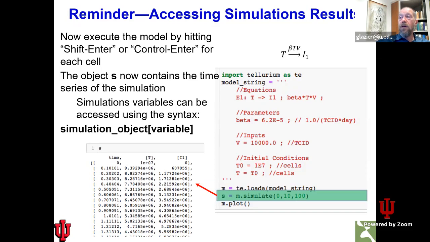The output of a simulate function is an object with a slightly strange structure. It has the names of the variables at the tops of the columns. That's great for certain things. For example, the plot routine that's in Tellurium knows how to deal with that. However, it's not a classic NumPy array, and so some NumPy functions will get confused by that alphanumeric string at the top.